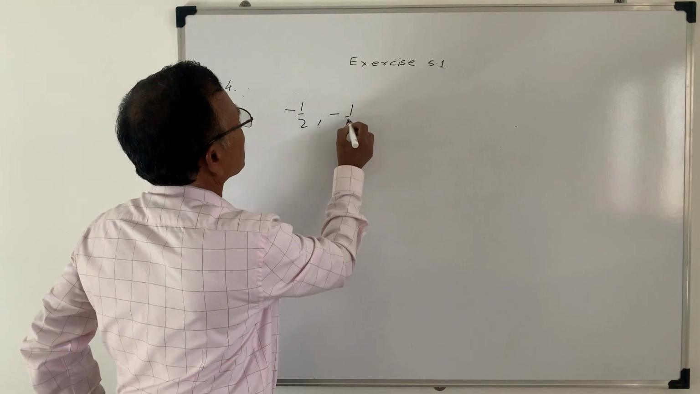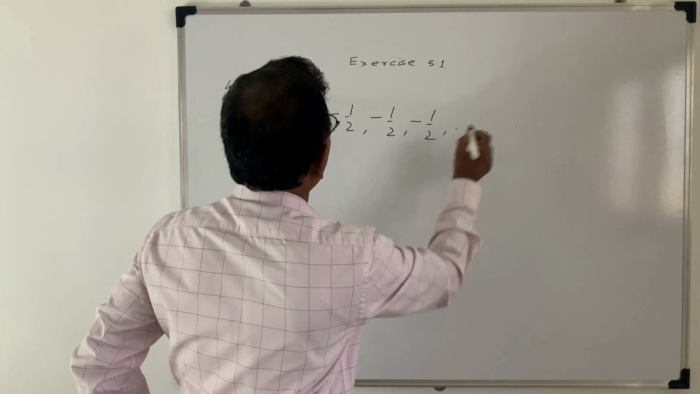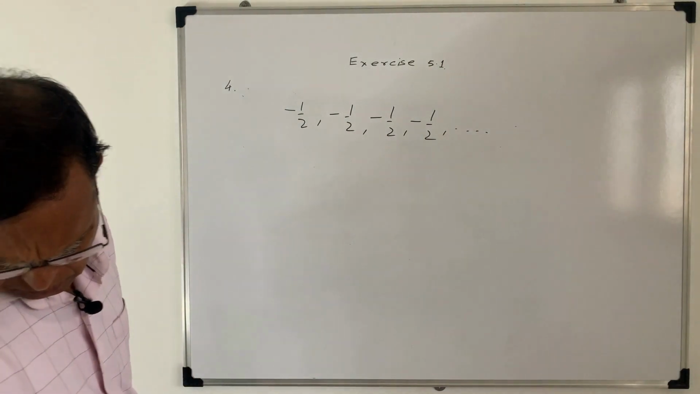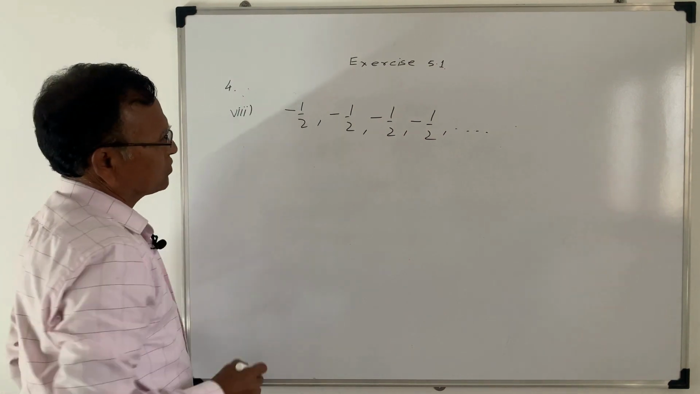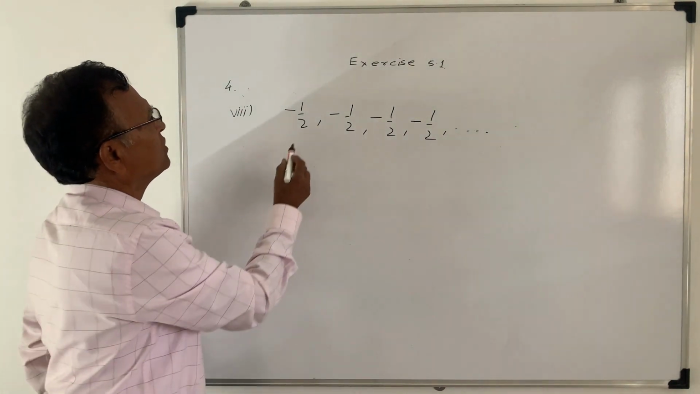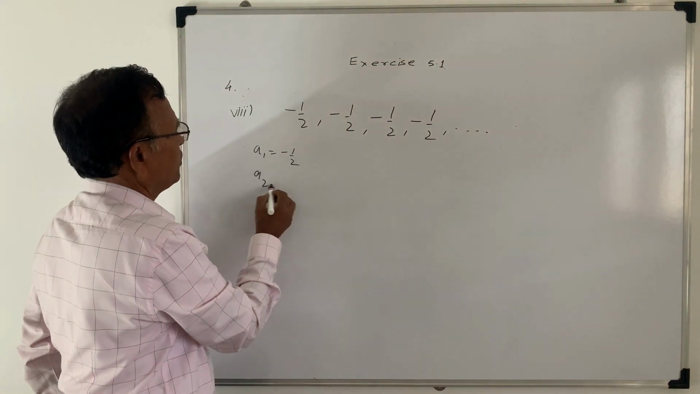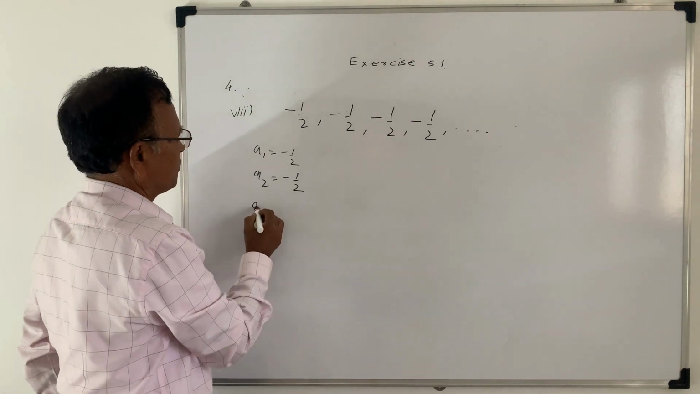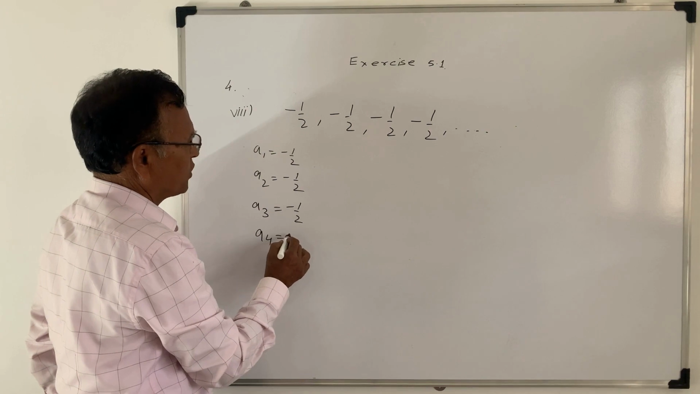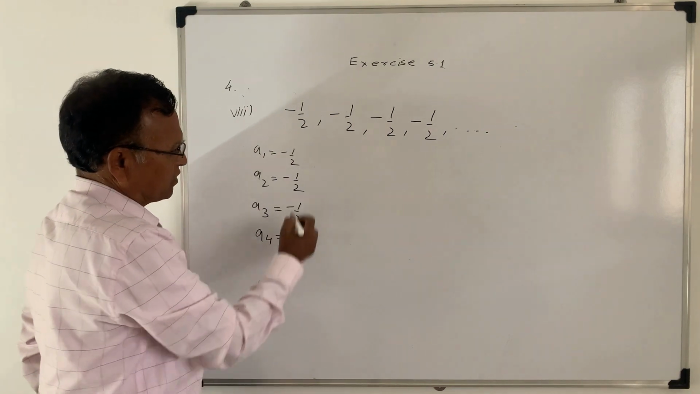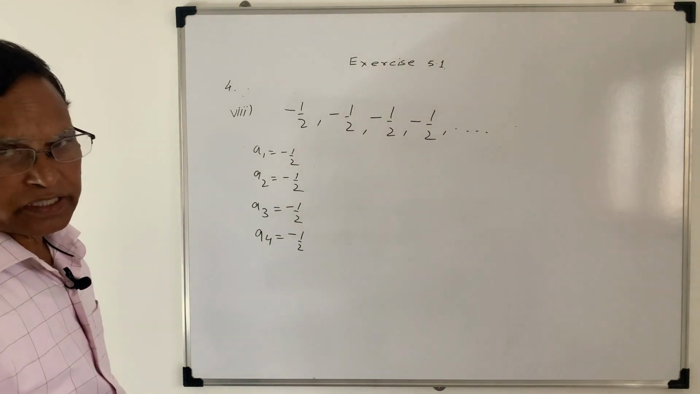Minus 1 by 2, minus 1 by 2, minus 1 by 2, minus 1 by 2. This is the given 8th problem. So here A1 is minus 1 by 2, A2 is minus 1 by 2, A3 is minus 1 by 2, A4 is minus 1 by 2. Means all terms are same.